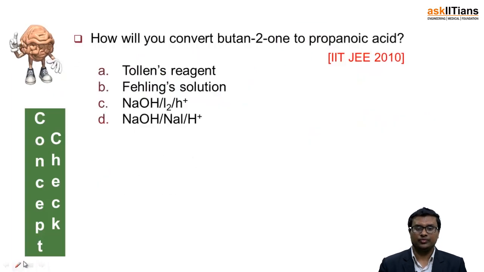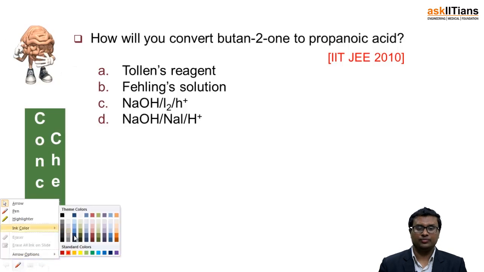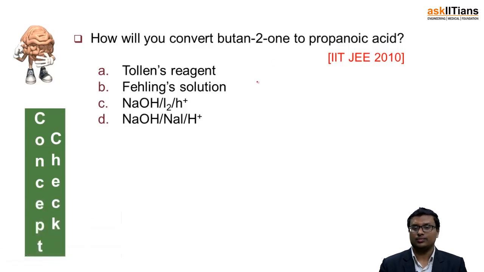Next question: how will you convert butanone to propanoic acid? What is butanone? This is butanone, and I want to convert this into propanoic acid. So the logic is simple. If you use Tollens' reagent, first of all it won't react with a ketone. So you can't react it with Tollens' reagent. Same thing with Fehling's solution. If you are using Fehling's solution, the same effect, right? Nothing is happening.